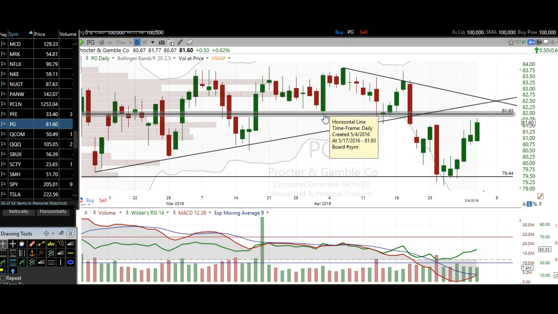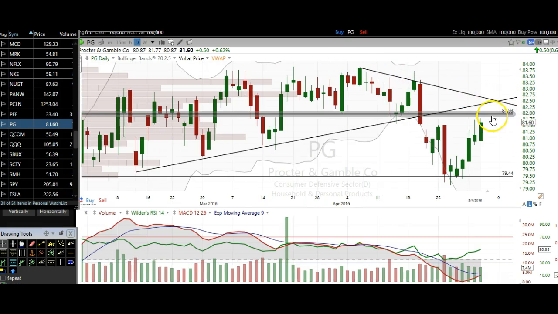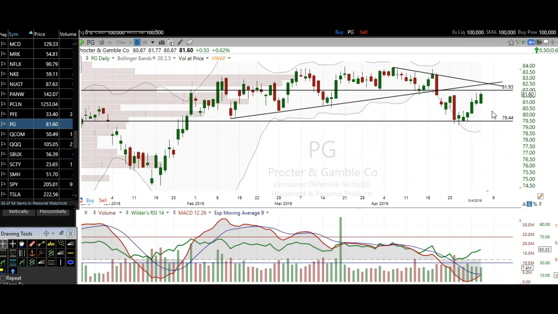So about 82, and then we've got this newer downtrend line right here. Okay. And then we've got the underside of this, a retest of this broken uptrend line. Okay, so anywhere between 82 and 82.50, I think we're going to see a rejection. There's a confluence of a bunch of lines, so just be aware of that.